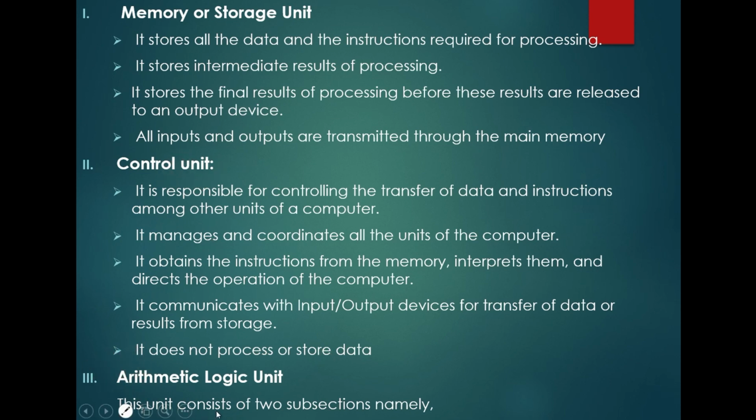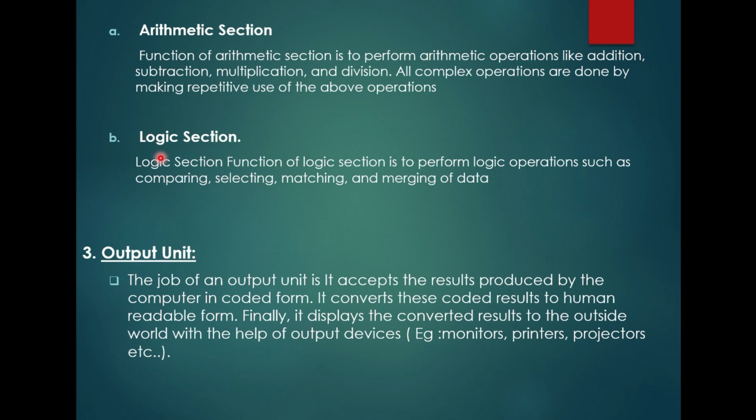And the third one in the central processing unit is the arithmetical and logical unit, which consists of two subsections, namely the arithmetic section and the logical section, or these are also called the arithmetical unit and logical unit. The function of the arithmetic section is to perform arithmetic operations like addition, subtraction, multiplication, and division. All complex operations are done by making repetitive use of the above operations. I think there is no need to explain this arithmetic section. You will understand it from the definition.